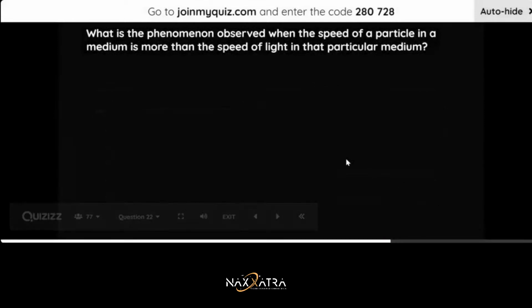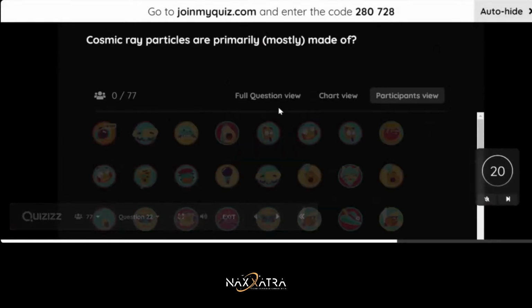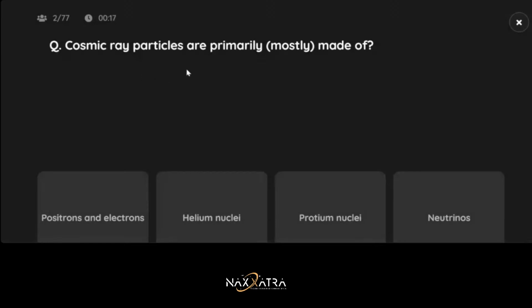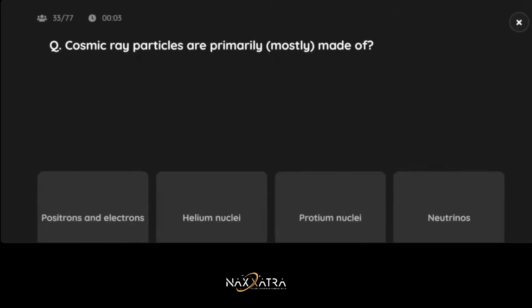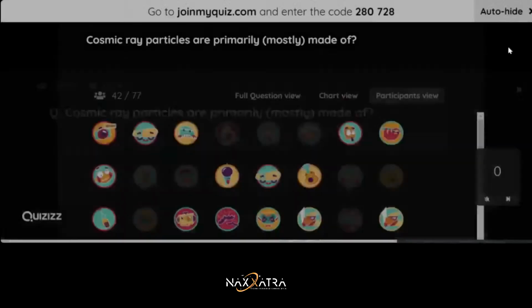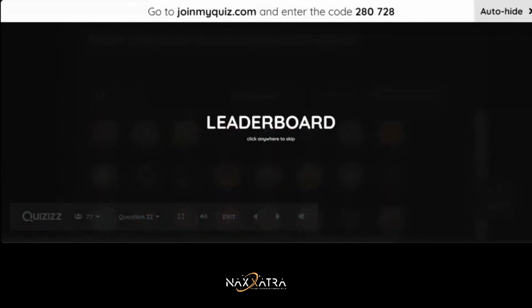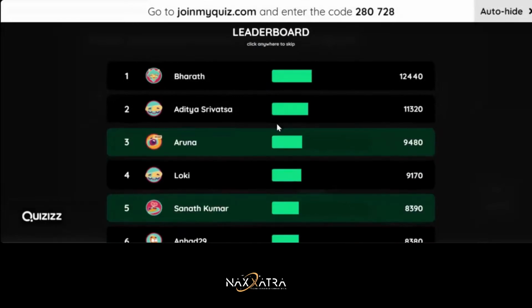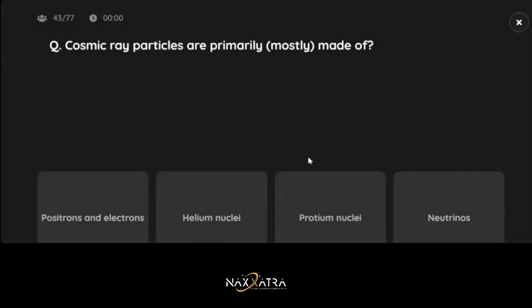So next question. Cosmic ray particles are primarily or mostly made of what? Positrons and electrons, helium nuclei, protium nuclei, or neutrinos? So, cosmic rays. Yeah, 43 people have answered. Oh, we should have given a bit more time for this, I think. Anyway, yeah. So the correct answer is protium nuclei.